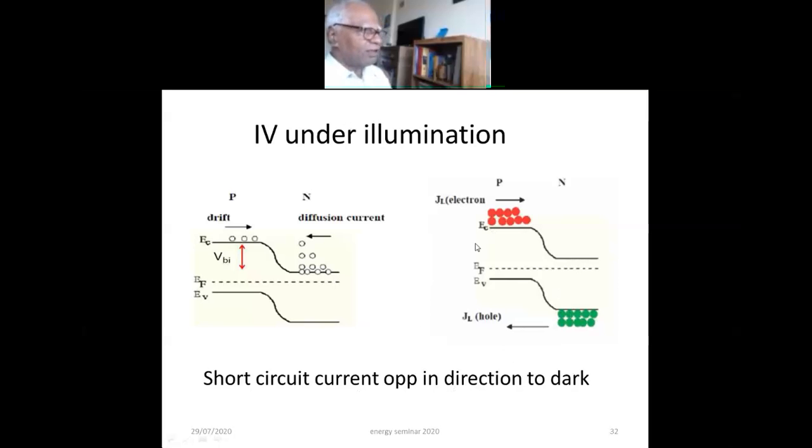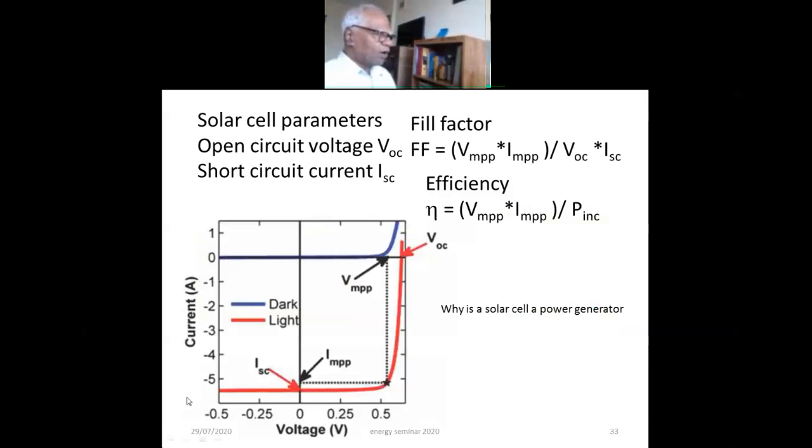The thing to note is the current is now reversed, it's flowing in reverse bias, because earlier in forward bias, this was how the current was going. You injected it, it recombined and went out. Now it is not like that. Electrons come here, roll down and get into the external circuit. So this is the opposite direction, and so the current is in the fourth quadrant, and this is very important, as I'll show you in a minute. So this is what a typical IV under illumination is. You see, this current is in the fourth quadrant. Why is this important?